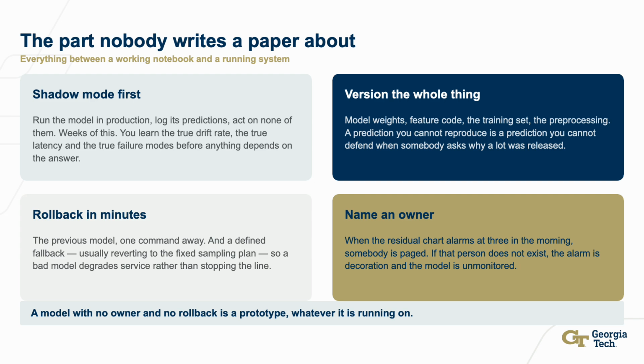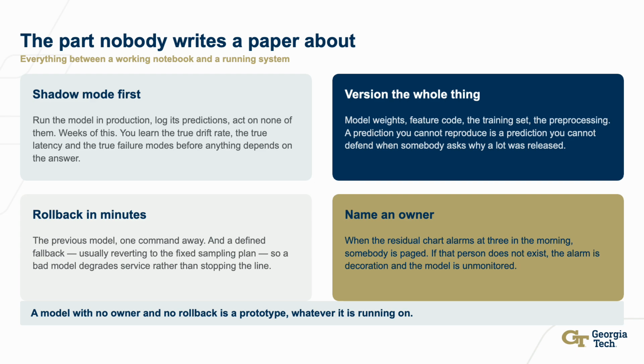Version everything: model weights, feature code, training set, pre-processing, library versions, all of it tied together. Because eventually someone asks why a particular lot released in March, and "model version 4.2 trained on these wafers with this code" is the answer. "I retrained it a few times" is not. Keep the previous model one command away, tested. The final fallback is usually reverting to the fixed sampling plan, so a failing model degrades service rather than stopping the line. A model with no rollback becomes a model nobody dares to update, and a model nobody dares to update is the one that drifts.